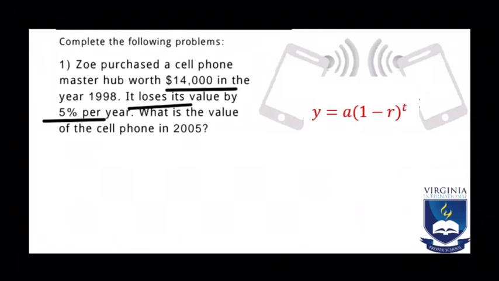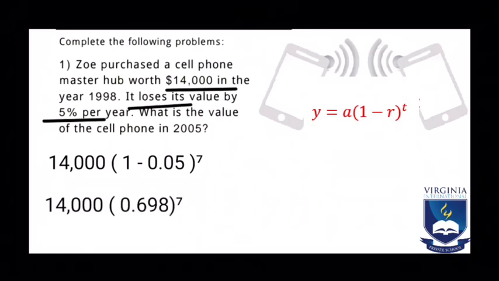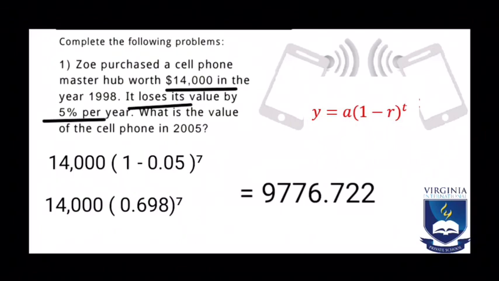After that, now you have to replace the variables with the numbers you have. So now your equation should look something like this. Start doing the calculations that are inside the bracket. Now you should have 14,000 between brackets 0.698, and then multiply that to the power of 7. Your final answer should be something like 9,776.722.